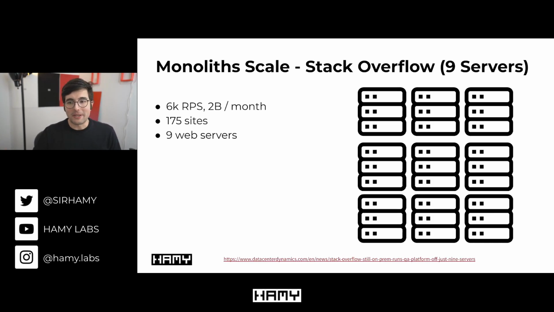And if you don't believe me, we have real world examples of these monoliths reaching high scale. So Stack Overflow, developers' favorite website, is running on 9 servers right now. This is just a monolithic application on 9 servers. They've got 6,000 requests per second, 2 billion per month. They're running 175 different sites. They've got some sort of multi-tenant .NET app running on 9 servers. And the truth is, most people watching this, most people building companies, most people building software, are never going to have to handle traffic as high as this. And so if it works for them, then it will probably work for your use case as well.